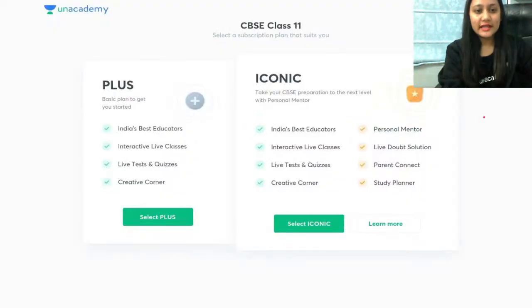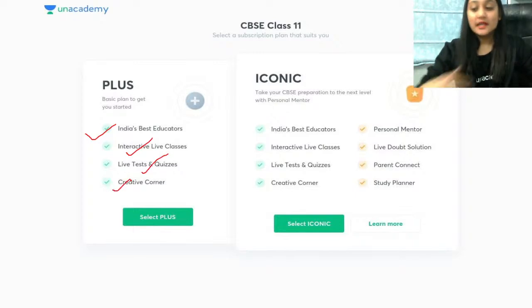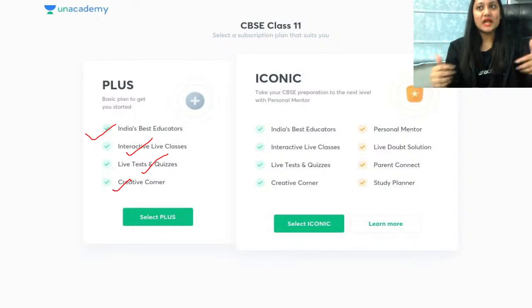So let's quickly see what we have in Plus. We have the best educators, interactive live classes, live tests and quizzes, and Creative Corner. Creative Corner, as I always tell, is very much aligned with CBSE. CBSE wants the overall development of the child. It does not want a child to be only pro with academics. Rather, it is supposed to be the overall development, which includes your debating, your anchoring, maybe your dramatics. So that is how we have Creative Corner, wherein we have so many different creative spots for you, all handled by creative experts.